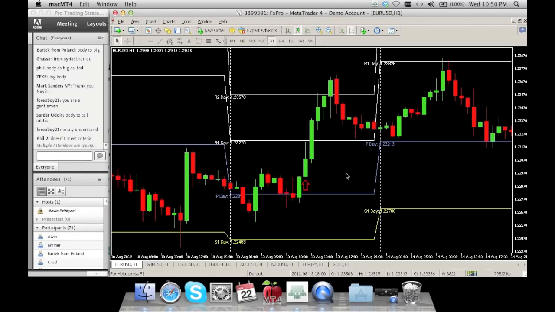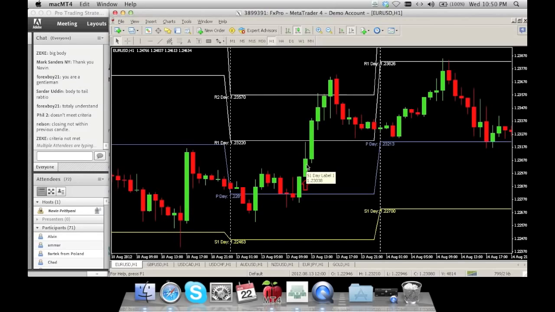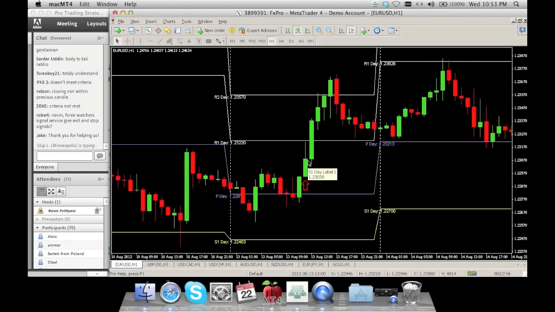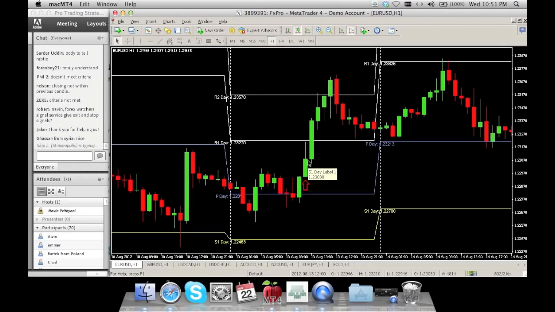Okay, so here we go. Body to tail ratio doesn't meet criteria. Closing not within previous candle. Yes, when you have a body almost as big as a tail and it doesn't meet the 4 pieces of criteria, this is what we call a false exhaustion. That gives you a trend continuation pattern. It tells you the market's actually going to go long rather than turning around.